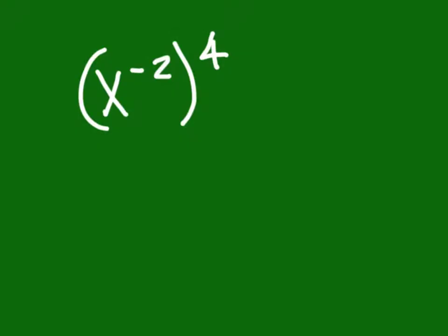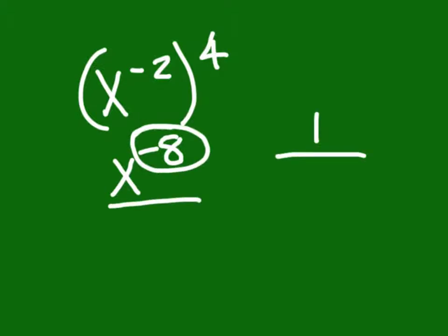So we have x to the negative 2 to the 4th power. So x to the negative 2 times 4 is x to the negative 8. We don't want a negative exponent. So in order to make this into a positive exponent, we have 1 over, we take the positive form of this, which is x to the 8th. That's 1 over x to the 8th.